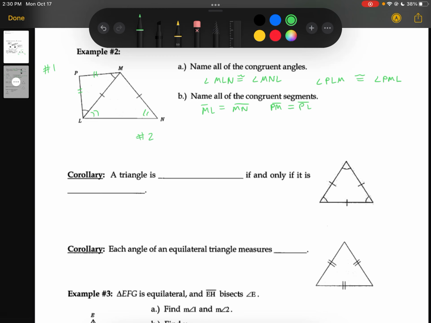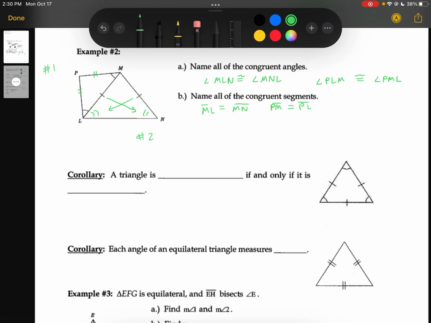So that's the power of the theorem that we're working through here. Based off of just having two things that are the same, we can go ahead and label all the other things that are across from those two things that are the same on the triangle. So congruent side, say hello to congruent angle. Congruent side, say hello to congruent angle, and vice versa.